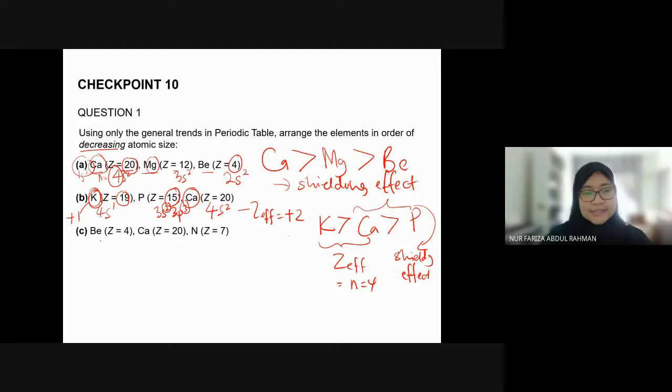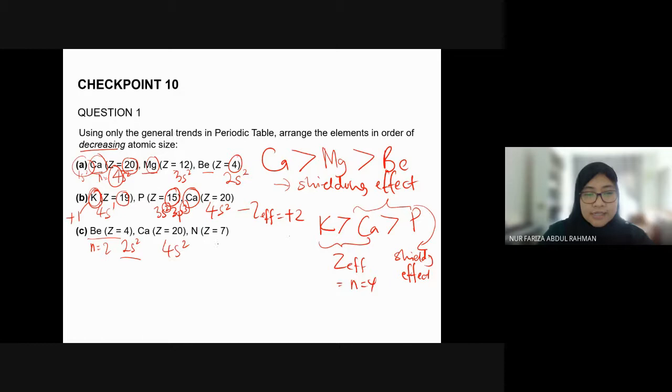And then next, for C, we have beryllium, calcium, and nitrogen. Beryllium comes from group 2, and the period is period 2 also. So n is equal to 2 because its partial electronic configuration would be 2s2. This is the partial electronic configuration for beryllium. For calcium, it's 4s2.